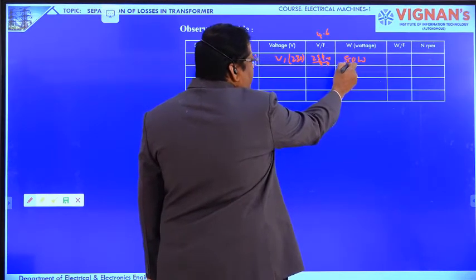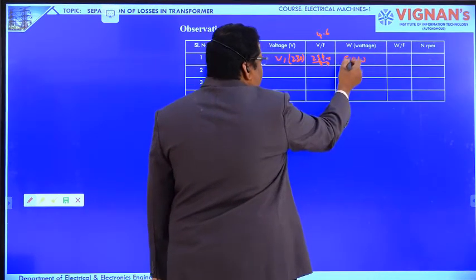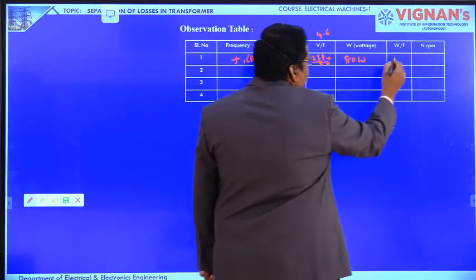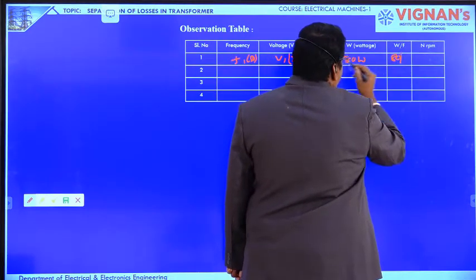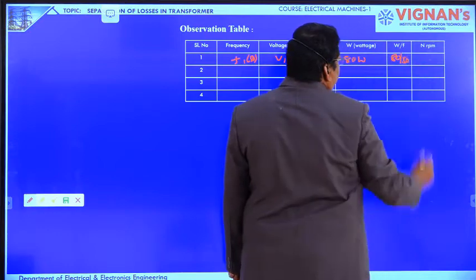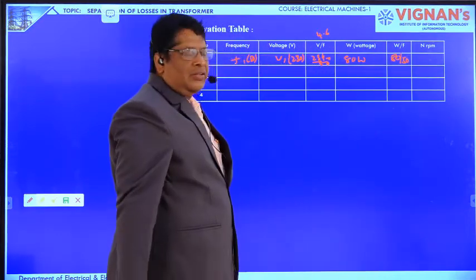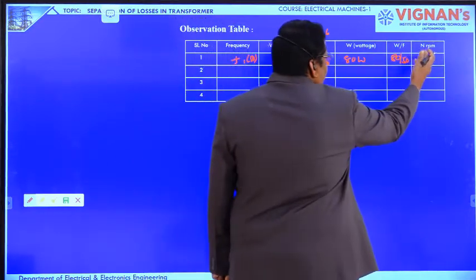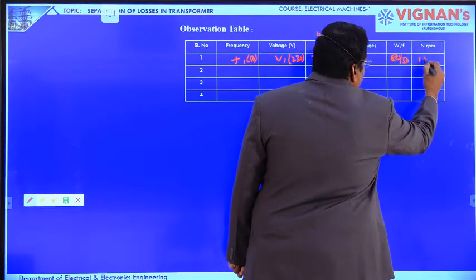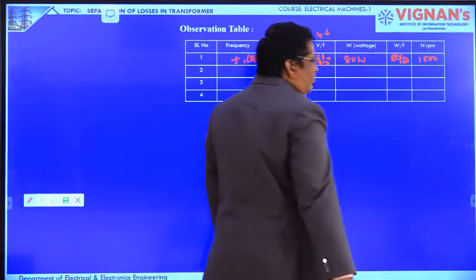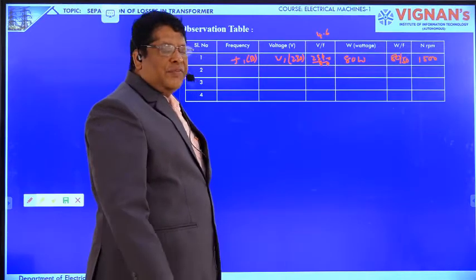Once the wattmeter reading is known, W by F is this wattmeter reading divided by the frequency, that is 80 divided by 50. Then come to the speed. Here we can take the speed as 1500 rpm.